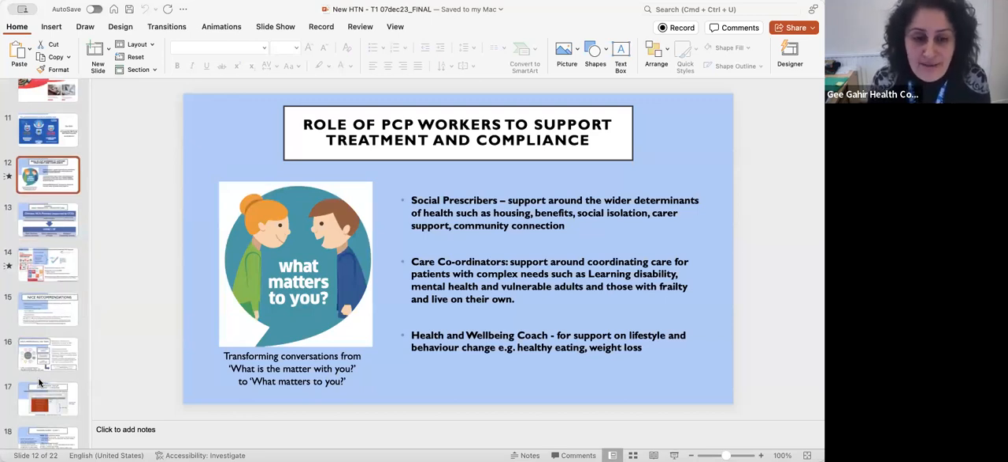The most important thing about this particular slide isn't what our roles are. I think us as individuals who are already social prescribers, care coordinators and health and wellbeing coaches, we already know what a difference we're making to those patients' lives. And it's actually just transforming the conversation because we have the time to do so. It's transferring the conversation from what is the matter with you to what matters to you, and really putting that patient in their seat of power so that they can spend that time with us, really getting to the heart of what matters to them.